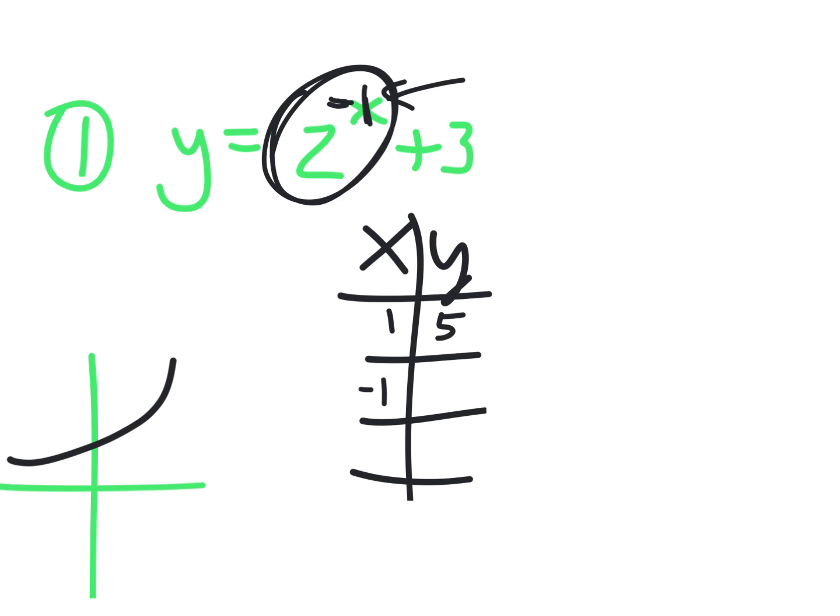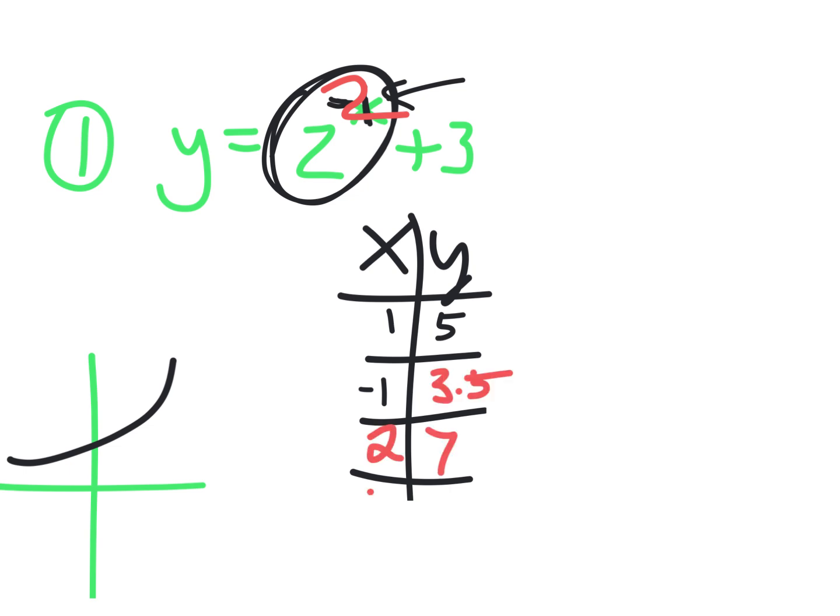So that becomes a half. Half plus 3 is 3.5. Do you have to use -1? No. You could use 2. Anybody in here can do that. 2 to the 2 is 4. Plus 3 is 7. So I put in a 2, and I got a 7.